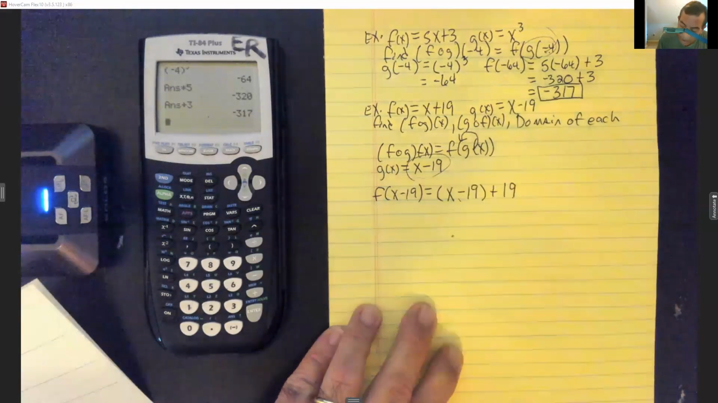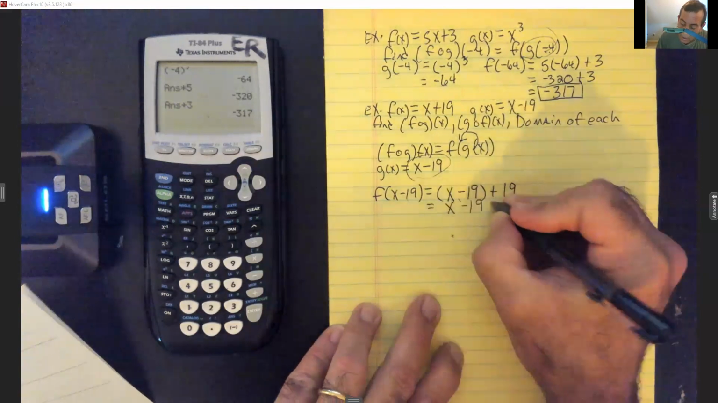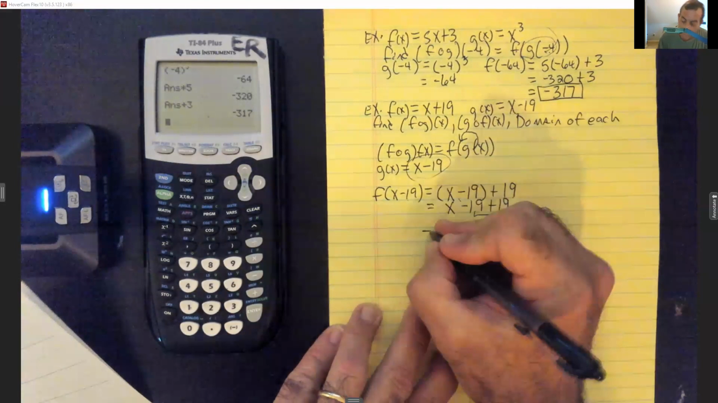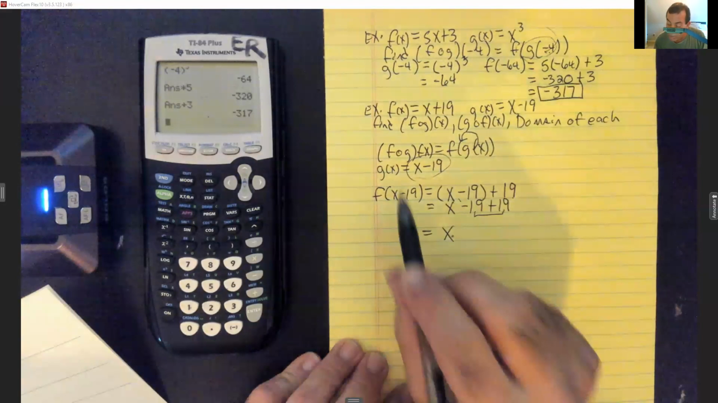All right, so let's see what we get. Drop in parentheses, x minus 19 plus 19. Those like terms cancel, so all that's left is my x. So f of g of x equals x.